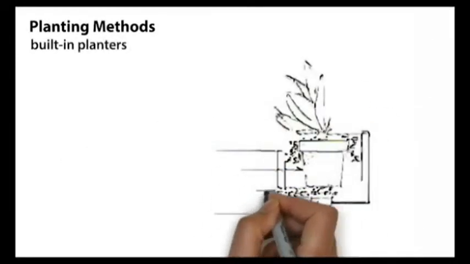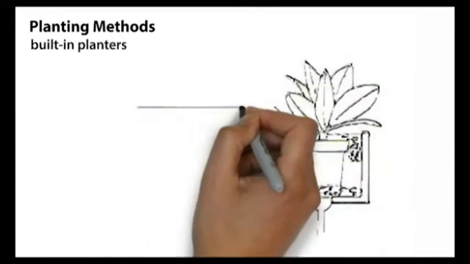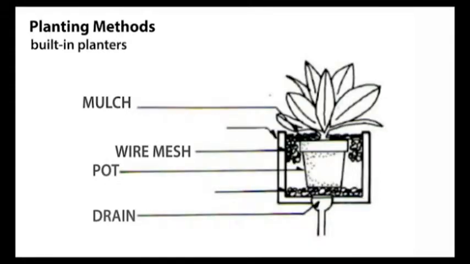Firstly, the built-in planters. Here are the components for built-in planters: mulch, outer container, wire mesh, pot, drainage layer, and drain.